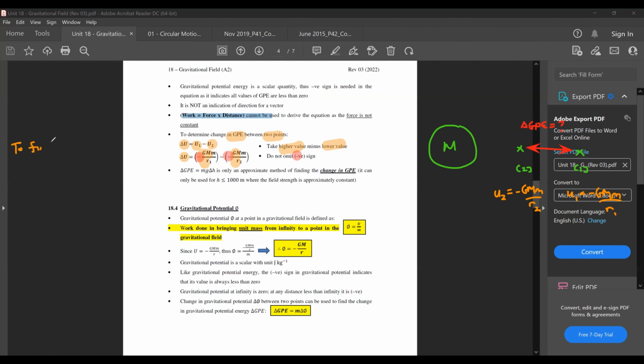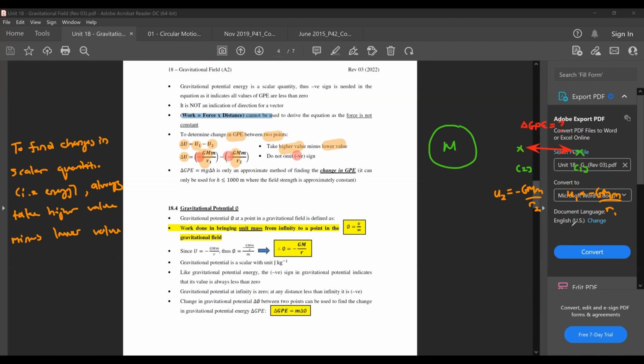To find changes in scalar quantities such as energy, always take higher value minus the lower value. So in my case, I'm taking changes in GP between 2 points. I would tend to take the higher value minus the lower value.